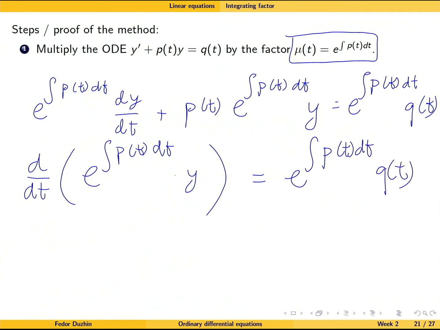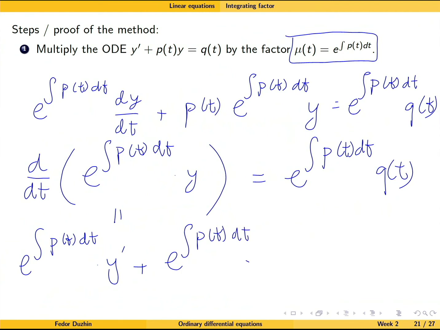Right, because if you differentiate it, you're going to get e to the power integral p of t dt times y prime plus the derivative of e to the power integral p of t dt. How do we find the derivative? The derivative of the exponential function is the exponential function itself times the derivative of the exponent, and the exponent is the antiderivative of p of t dt. So its derivative is p of t, times y. Correct.